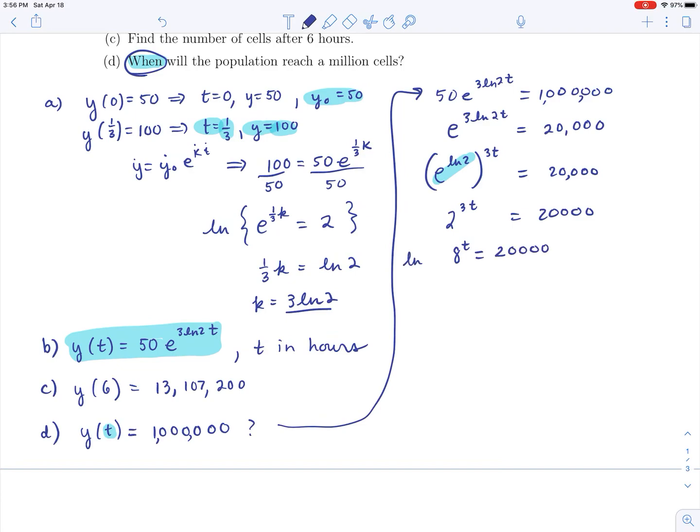Either way, we're going to take the log of both sides. I'm taking the log of both sides, so what I really get is t ln 8 equals ln of 20,000. And so t equals natural log of 20,000 divided by natural log of 8.